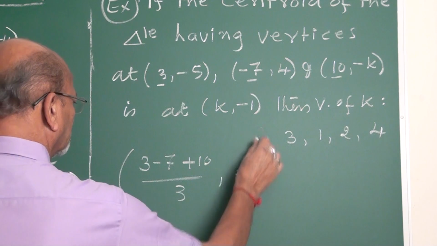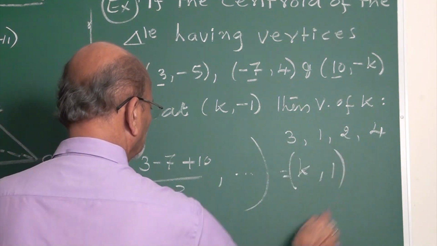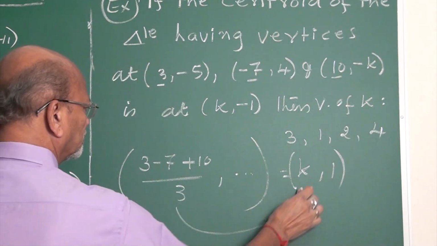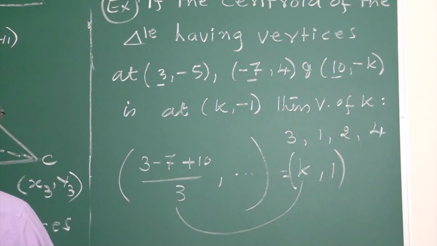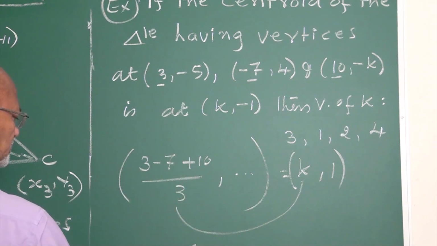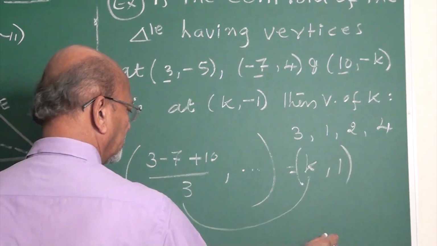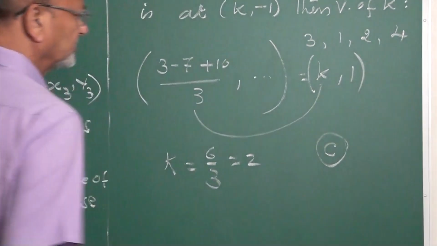We don't want the y coordinate. Equal to what? This is k minus 1. Then you take this equal to this. Therefore, k is 6 by 3, which means 2. So the value of k is 2, which means which option, my friend? Option C is the answer.